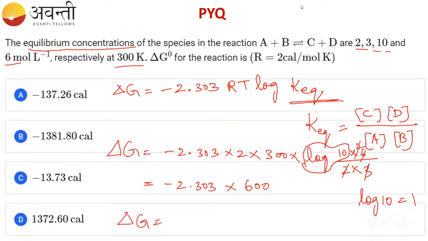So what is 2.303 into 600? Can you find out the value of 2.303 into 600? Which option is correct? Are you all getting option B as the correct answer? Okay, very good. So it is minus 1381.80 calorie. Very good, option B is the correct answer. So we'll proceed with the next question.